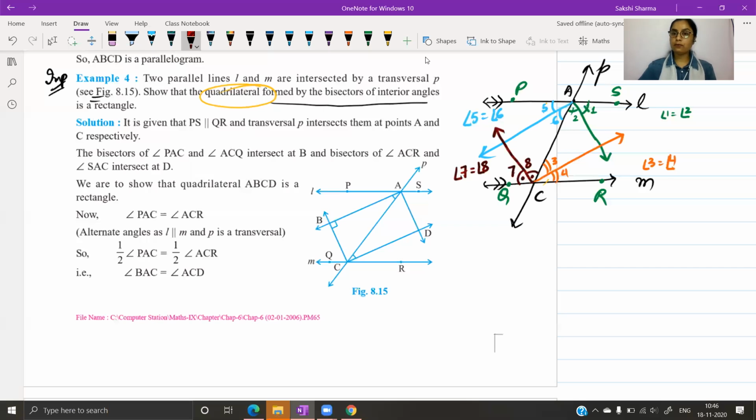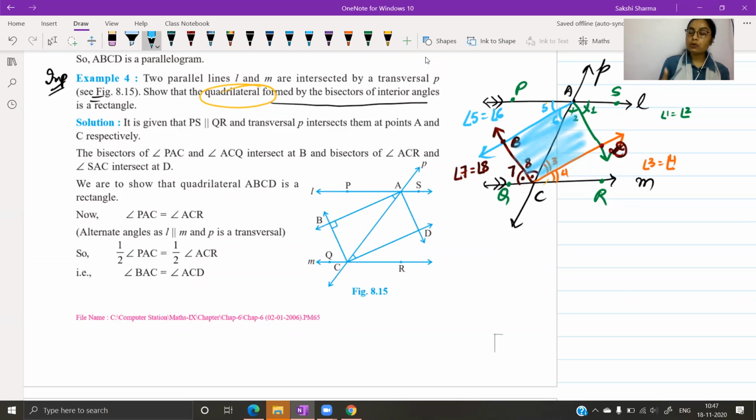Now you can see the four bisectors, they are intersecting each other. The points of intersection have been marked as B and C, so that the quadrilateral is named ABCD. You have to prove that this quadrilateral ABCD that you can see here is a rectangle. आपको इसको rectangle prove करना है.